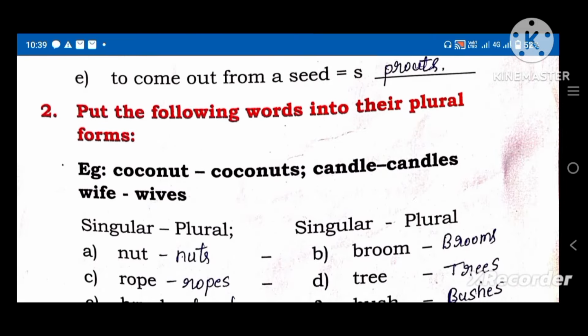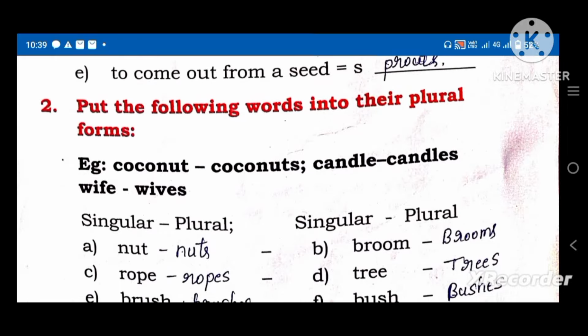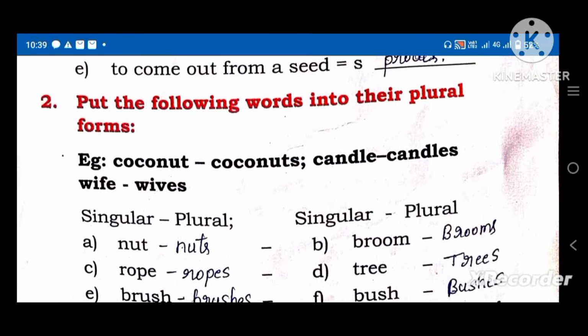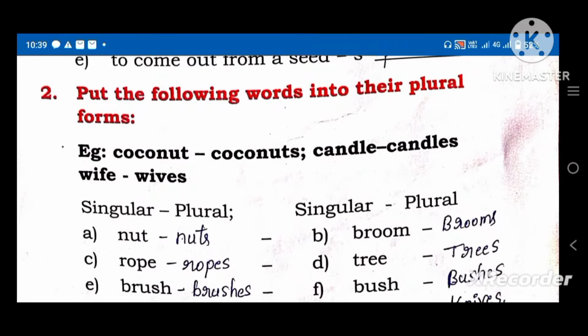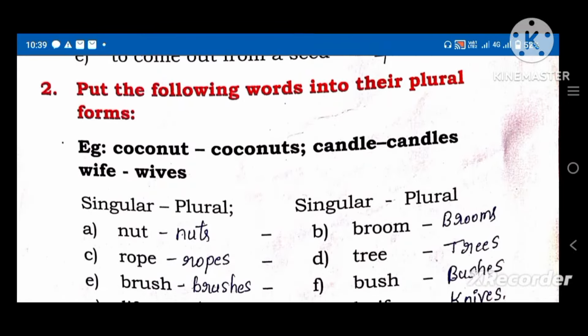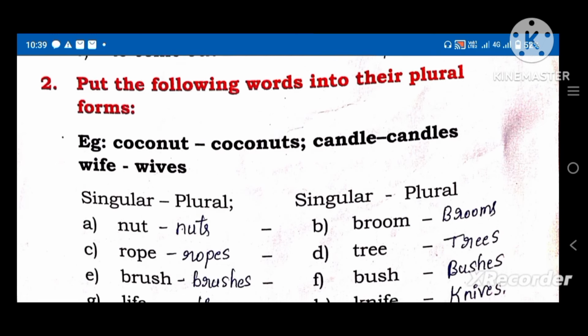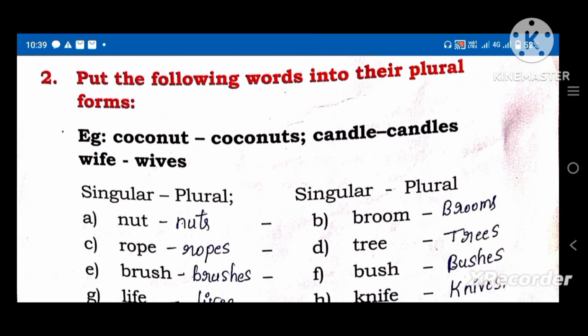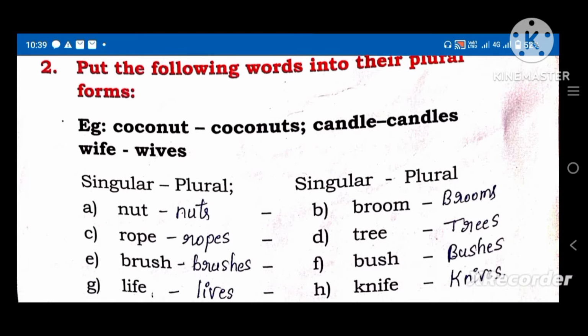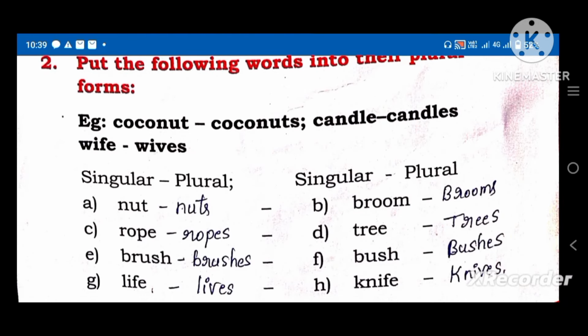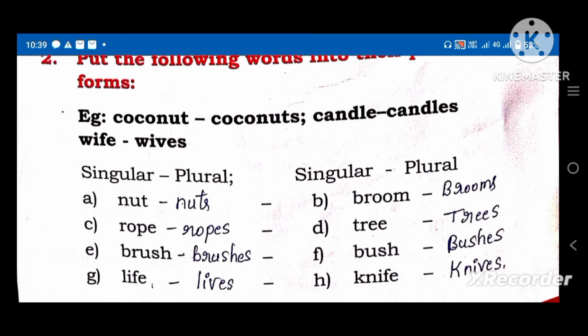Second one, put the following words into their plural forms. Example: coconut, coconuts; candle, candles; wife, wives. Singular, plural: nut, nuts; rope, ropes; brush, brushes; life, lives; broom, brooms; tree, trees; bush, bushes; knife, knives.